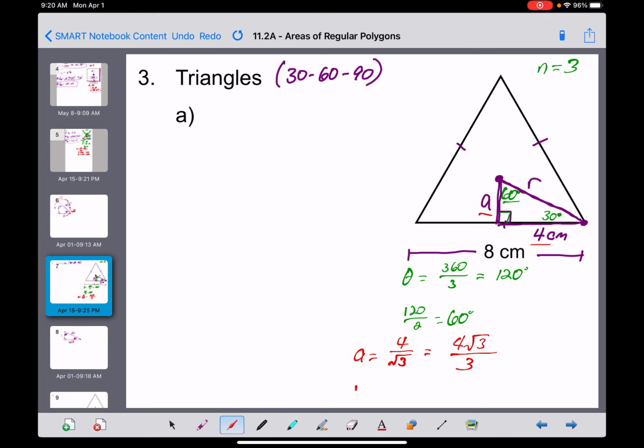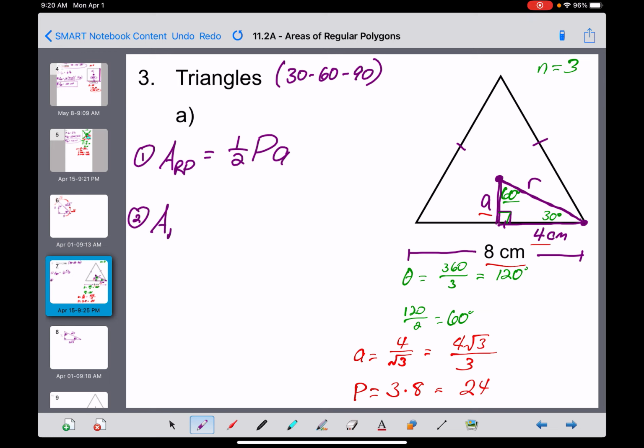The other thing we need is the perimeter, and I think that one should be pretty easy for you guys to find. We've got 3 sides here, and each one of them is 8 centimeters long, so our perimeter is going to be 24. Okay, so here's our formula. Area of a regular polygon is 1/2 times perimeter times apothem. Step 2, let's fill in what we know.